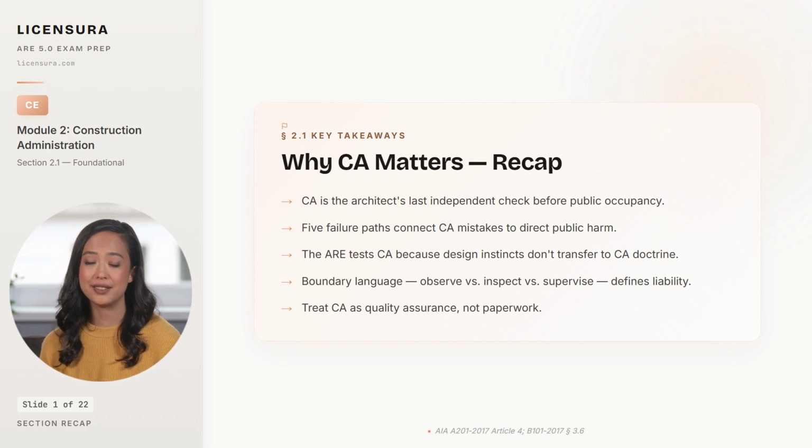will test. The ARE hammers this domain because design instincts do not transfer to CA, and the doctrine has its own vocabulary that has to be memorized cleanly. The boundary words, observe, inspect, supervise, are the single biggest source of wrong answer language on the exam, and you should train yourself to spot them in answer choices. And the bottom line is that CA is quality assurance for the public, not a clerical phase, which is exactly why the exam takes it seriously and why your firm's liability tracks how seriously you take it.